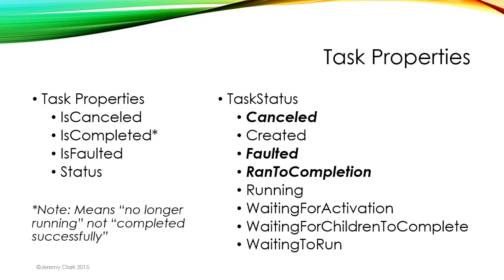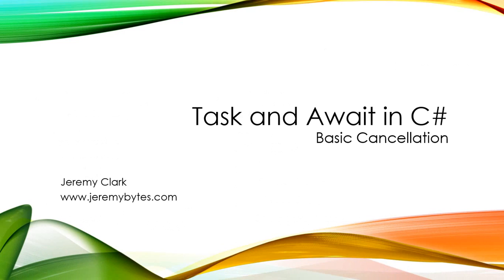Now we did see how we deal with things a little bit differently. When we're dealing with task directly, we can check the task status to see if it's in the canceled state, or we can check the isCanceled property directly. But when we're using the await operator, we don't have access to the task directly. So in that case, all we have to do is look for the special operation canceled exception, and we just put that in a try-catch block just like any other exception. So that's our look at basic cancellation using task and await.